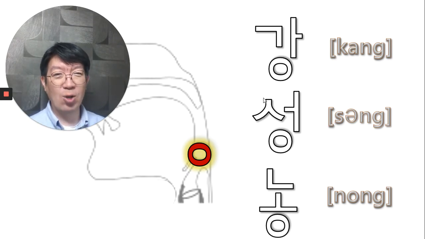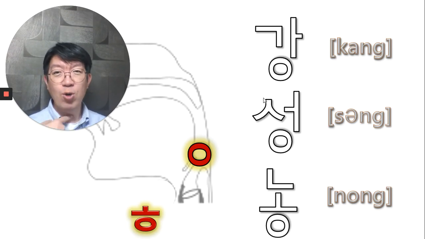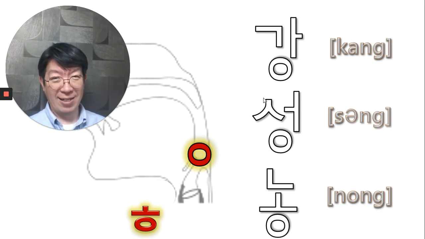Okay, this is H, but when you pronounce H, we also use our not voice, not our voice, but the air starts from here, so like this. Okay.